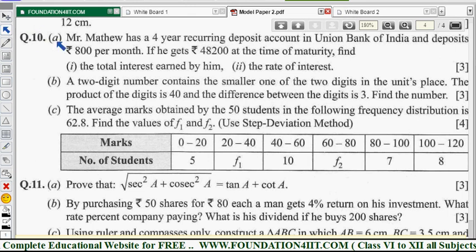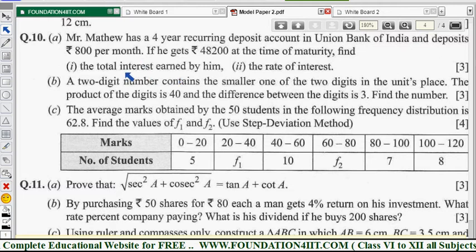Now let us see question number 10. This first one is from the banking chapter. Mr. Matthew has a 4 years recurring deposit account in Union Bank of India and deposits rupees 800 per month. If he gets 48,200 at the time of maturity, find the total interest earned by him.